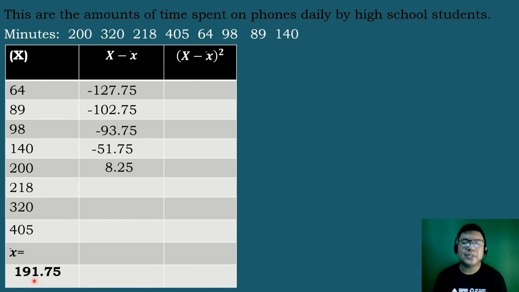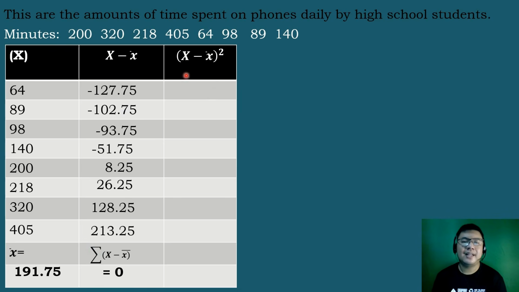218 minus 191.75 will be equal to positive 26.25. 320 minus 191.75 is equal to 128.25. 405 minus 191.75 is equal to 213.25. Adding this, we will get the summation of each value minus the mean. So getting the summation by adding these numbers, we will get 0. So the summation of the quantity of each value minus the mean will be equal to 0.